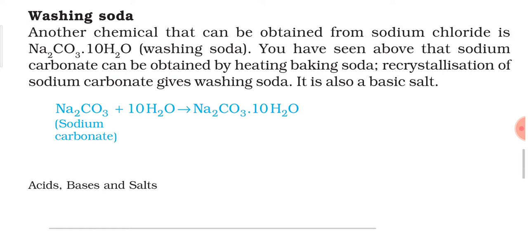You have seen above that sodium carbonate can be obtained by heating baking soda. So yesterday we discussed baking soda and some of the chemical equations given in that topic. We discussed what happens when we heat baking soda, which is sodium hydrogen carbonate. When you are heating sodium hydrogen carbonate, then a decomposition reaction takes place. The products which we get by the thermal decomposition of baking soda are sodium carbonate, H2O and carbon dioxide.